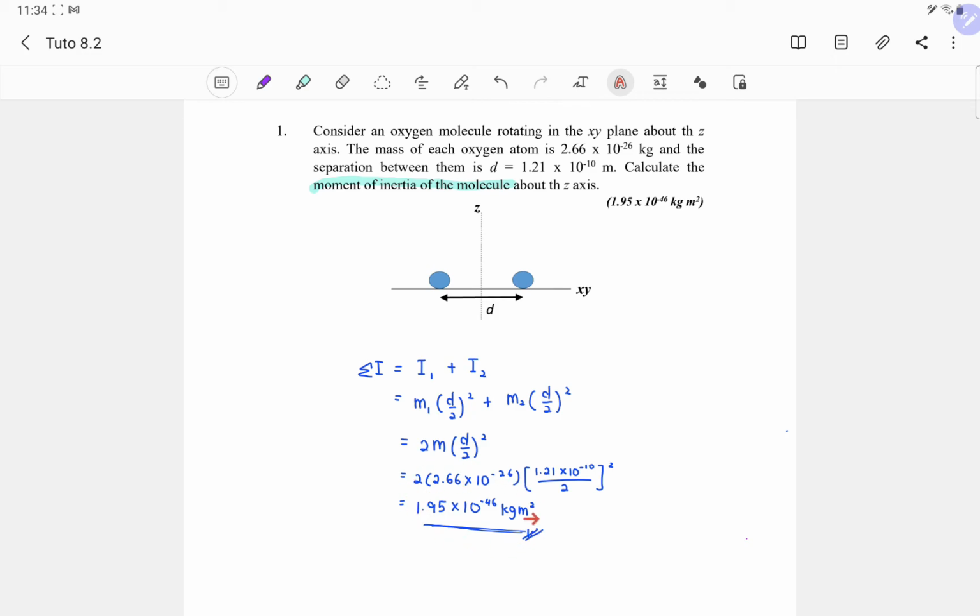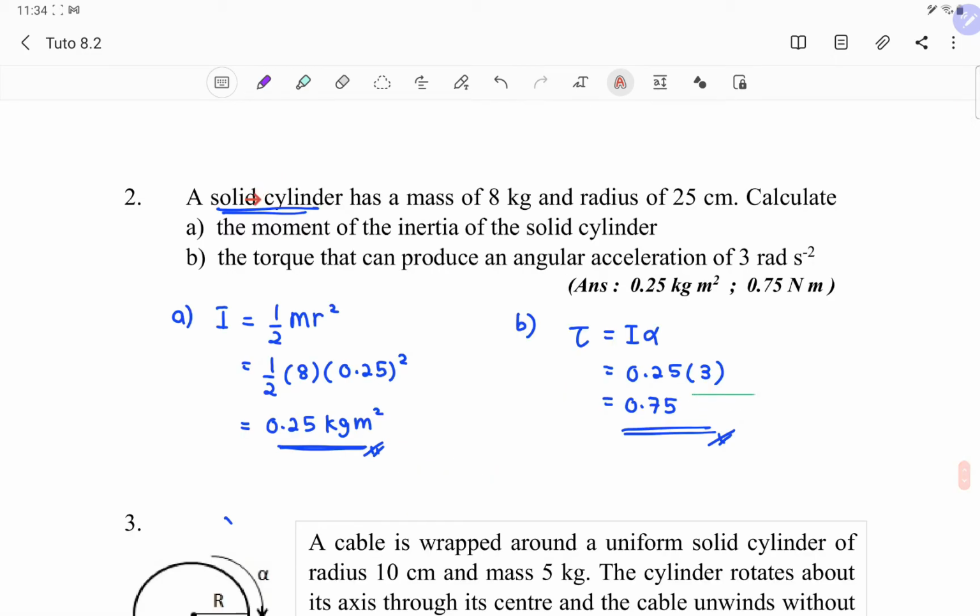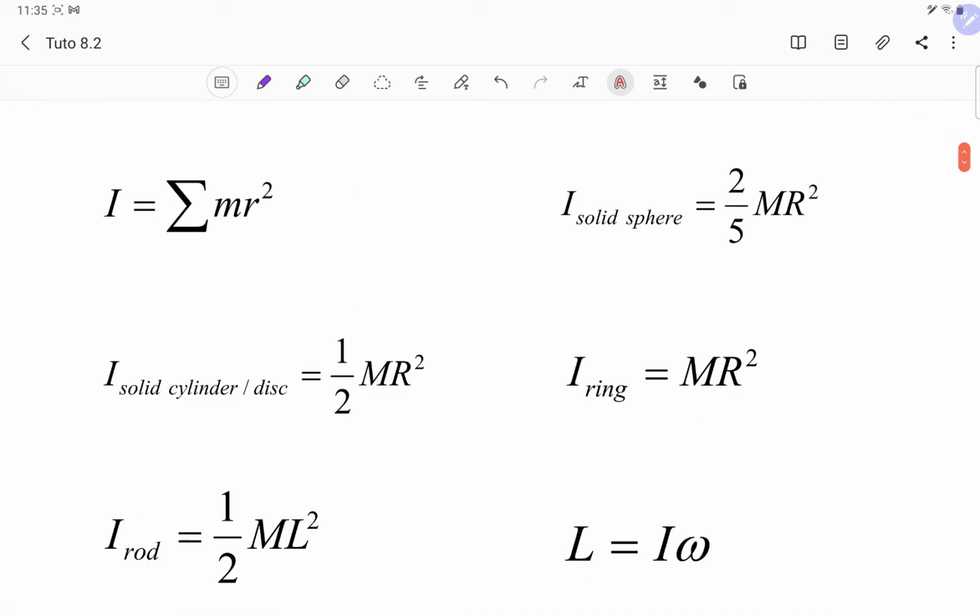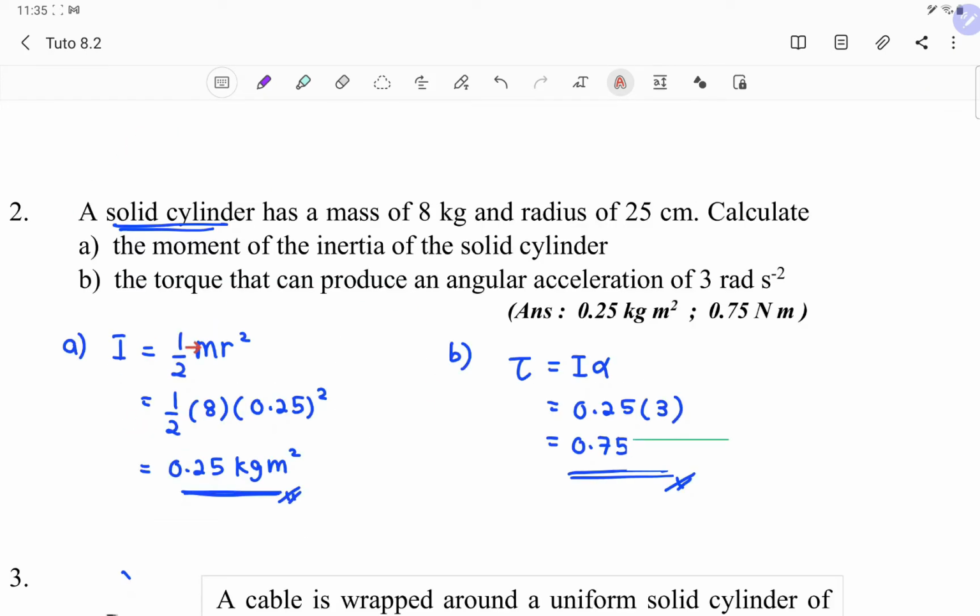Okay, number 2: a solid cylinder has a mass of 8 kg and radius of 25 cm. Mass and r. Calculate the moment of inertia of the solid cylinder. For this one you have to refer to the list of formulas. The formula for a solid cylinder is half mr squared. Do not use mr squared, because that is for a particle; this is for a solid cylinder. So half mr squared, where m is the mass of the solid cylinder and r is the radius. So you will get the answer. The unit is kg m squared.